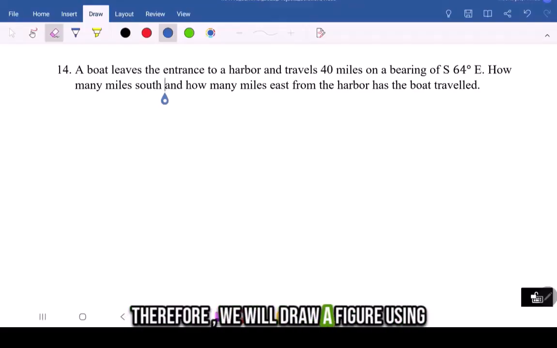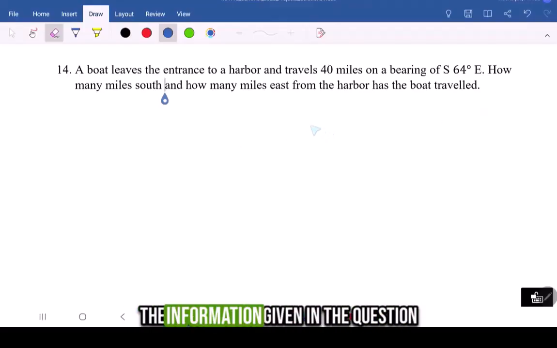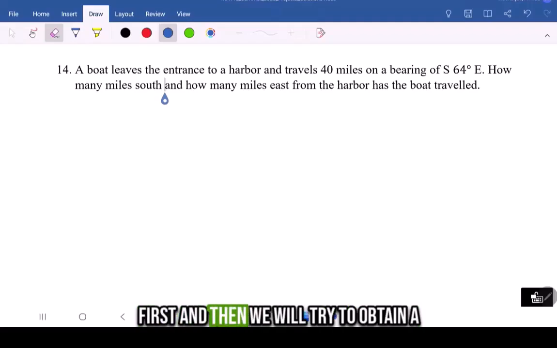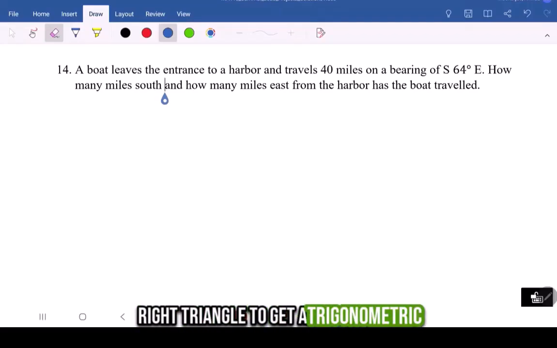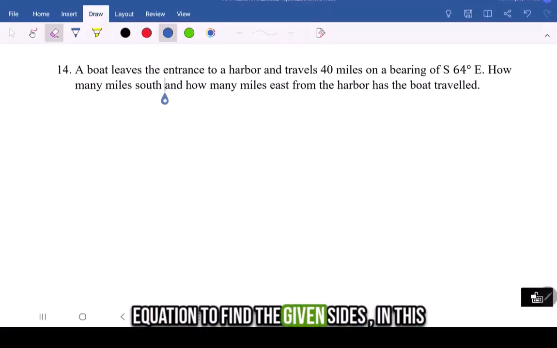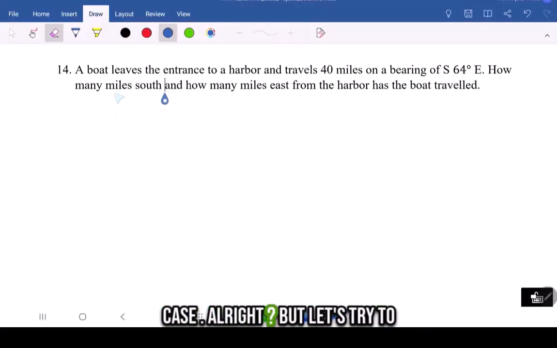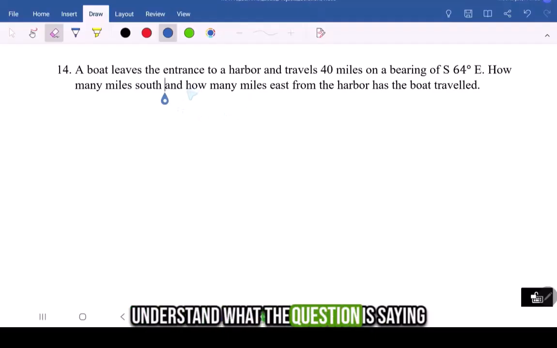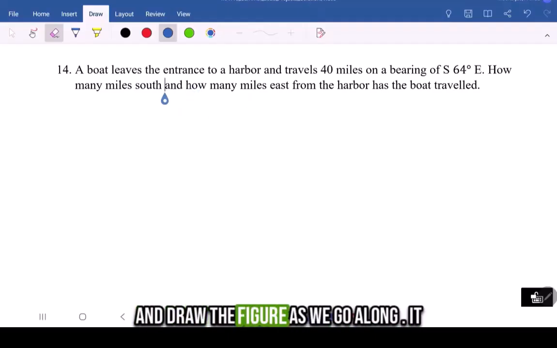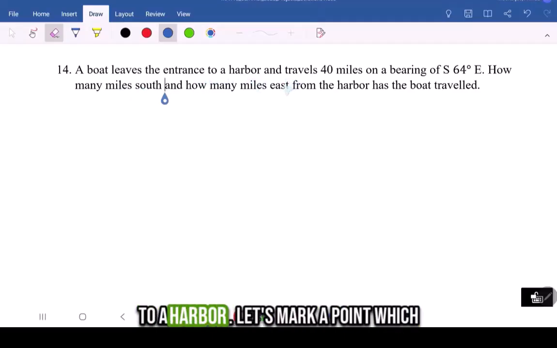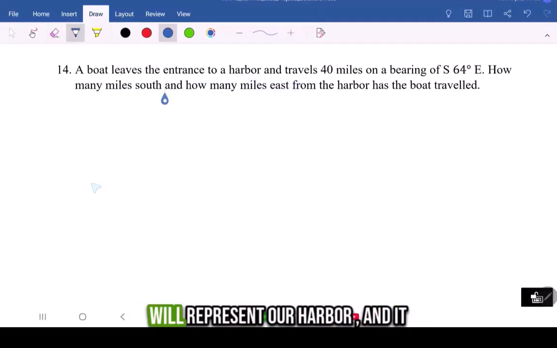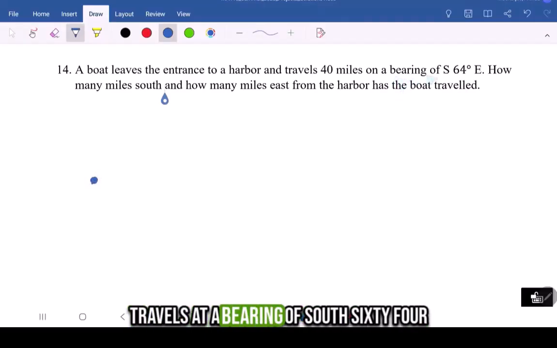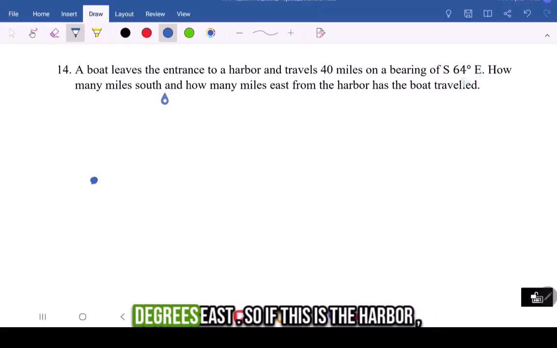Therefore, we will draw a figure using the information given in the question first, and then we will try to obtain a right triangle to get a trigonometric equation to find the given sides in this case. All right, but let's try to understand what the question is saying and draw the figure as we go along. It says here, a boat leaves the entrance to a harbor. Let's mark a point which will represent our harbor, and it travels at a bearing of south 64 degrees east.